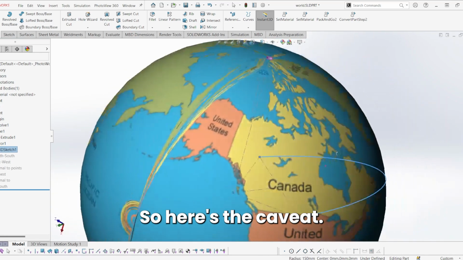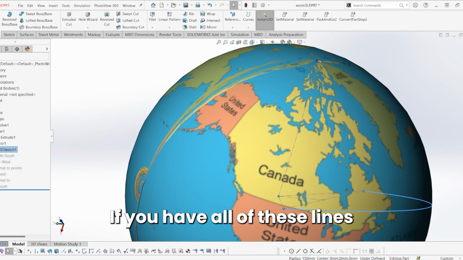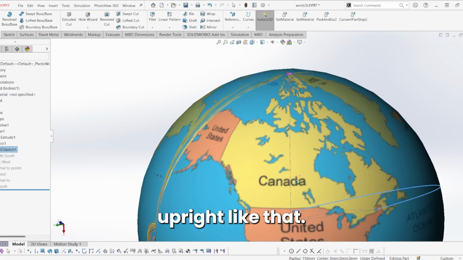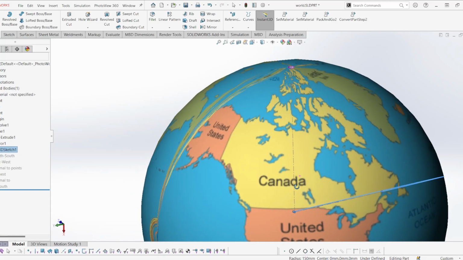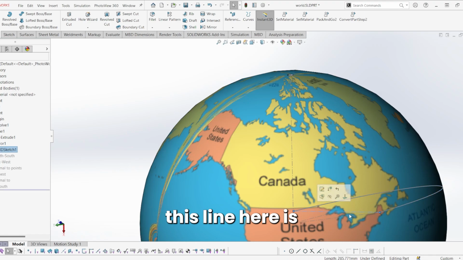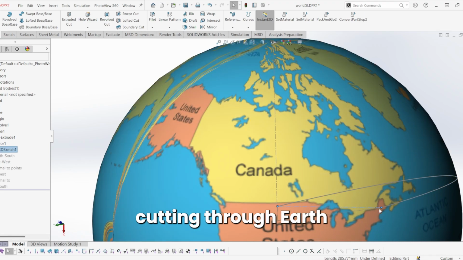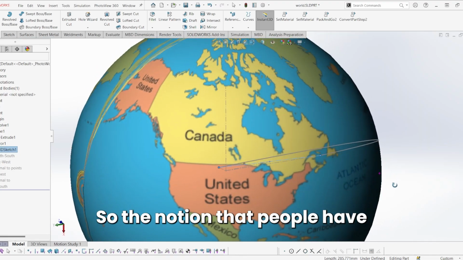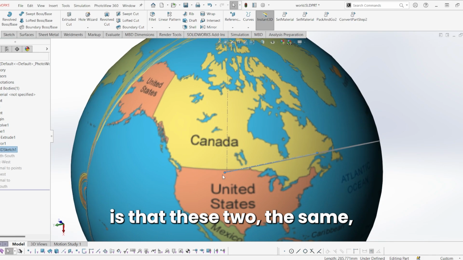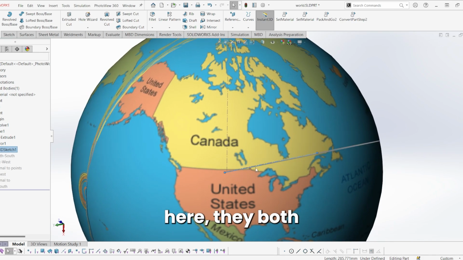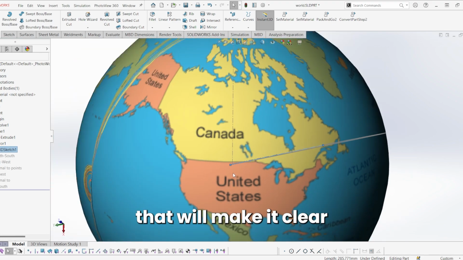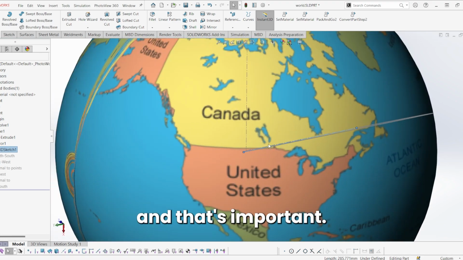So here's the caveat. If you have all of these lines be on the same plane, so I always have to keep north upright like that, and then I move this down to the point where the shortest path, this line here, is from where you are, cutting through earth all the way to Kaaba, right? So the notion that people have is that these two are the same. If you see the way I've presented it here, they both head towards northeast. Maybe my angle isn't perfect, but the point remains. Now, the bit that will make it clear is how you define west, and that's important.